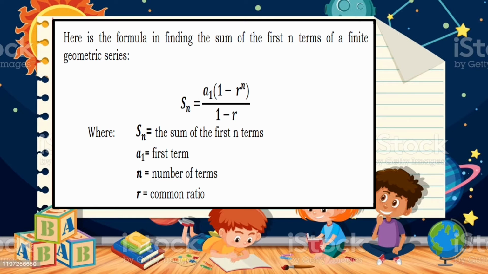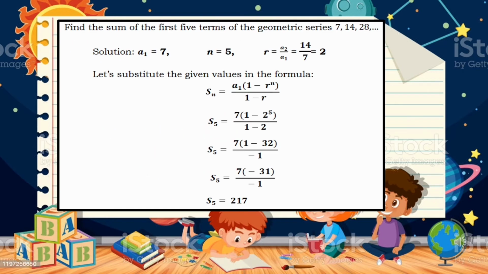minus r raised to n divided by 1 minus r, wherein your S sub n is the sum of the first n terms, your a sub 1 is the first term, your n is the number of terms, and your r is the common ratio. To learn more about this lesson, I have here an example. Find the sum of the first 5 terms of the geometric series 7, 14, and 28.